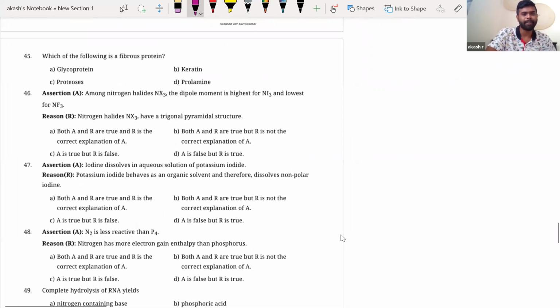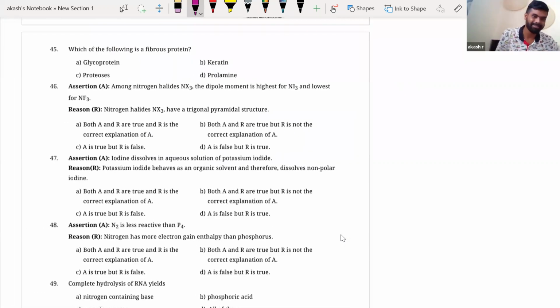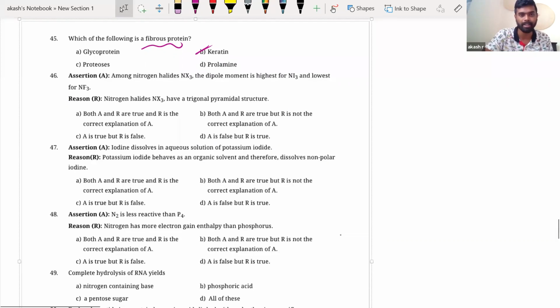Fine. Which of the following is a fibrous protein? Fibrous protein would be, I think, not glycoprotein, not protease, it's keratin. Yeah, keratin is the fibrous protein. We don't have to go into the details. We don't have time for this, right? Just know this. Okay, fibrous protein is keratin.